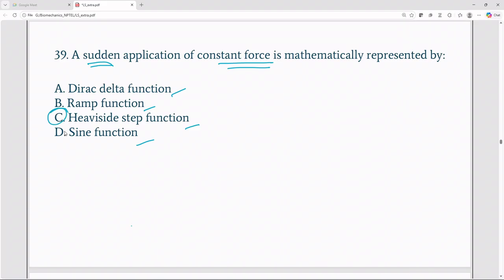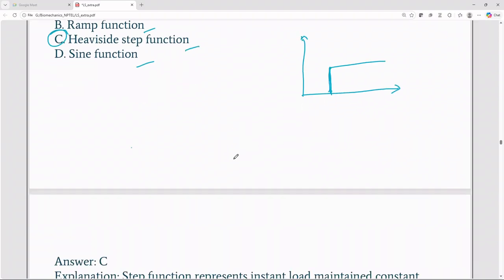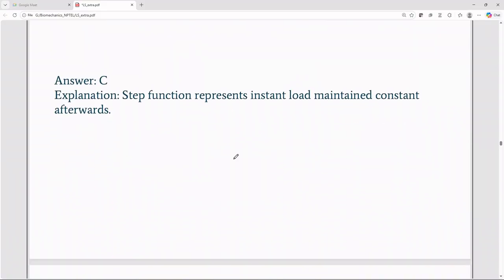Correct answer is option C, Heaviside step function. If this is the graph, there is a sudden jump in force and then it stays constant, so it looks like a step function, the Heaviside step function. The step function represents an instant load maintained constant afterwards.